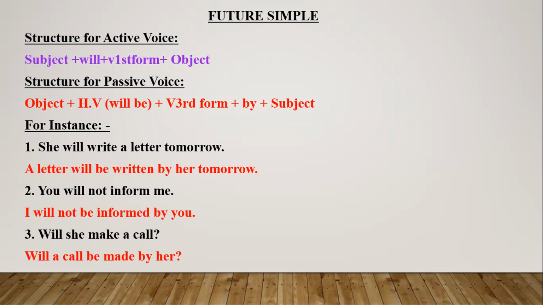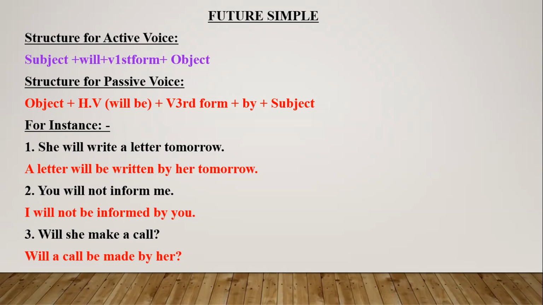For example: She will write a letter tomorrow. You have to find the object, that's a letter. A letter will be written by her tomorrow, or you can also say it like that: A letter will be written tomorrow by her. Number two, that is negative: You will not inform me. So you find the object. The object is me, and you have to convert it into I. I will not be informed by you.